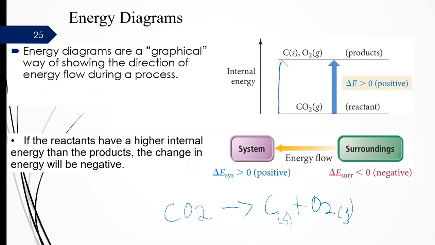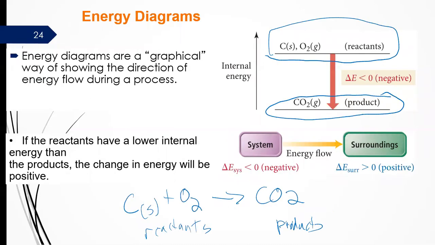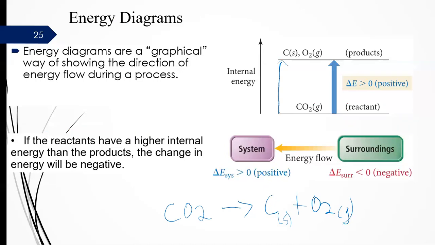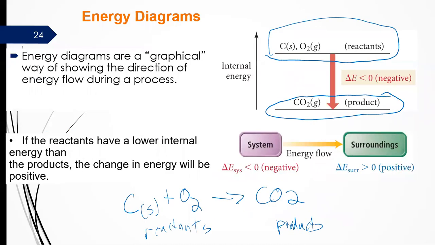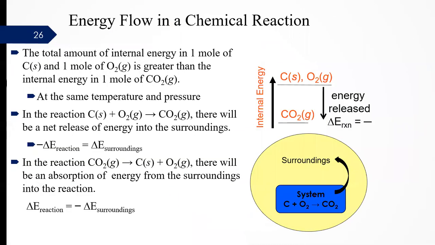So when we're looking at energy changes, we're looking at where that internal energy is being stored. Is there more energy in the products, in which case you're having a positive change, or was there more energy in the reactants, in which case we have a negative change? So the total amount of internal energy in 1 mole of carbon and 1 mole of oxygen is greater than the internal energy in 1 mole of CO2. So when we're going through that reaction, there's going to be a release of that energy. Our reaction is losing energy, and so it's giving that away to the surroundings.